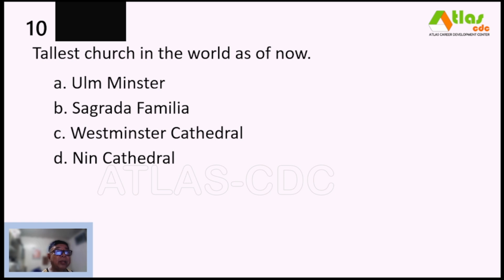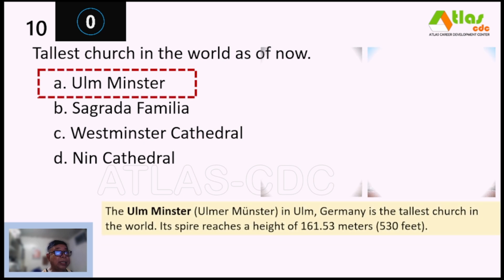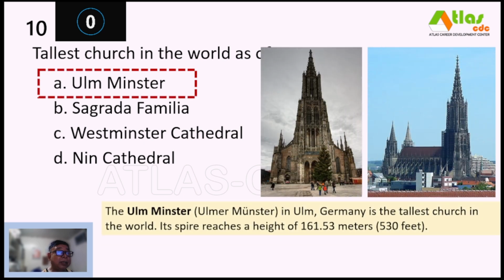Number 10. Tallest church in the world as of now. A. Ulmminster, B. Sagrada Familia, C. Westminster Cathedral, and D. Nin Cathedral. And our correct answer is letter A, Ulmminster. Now, the Ulmminster, or Ulmer Münster in Ulm, Germany, is the tallest church in the world. Its spire reaches a height of 161.53 meters, or 530 feet.